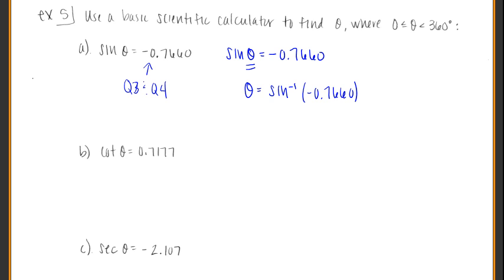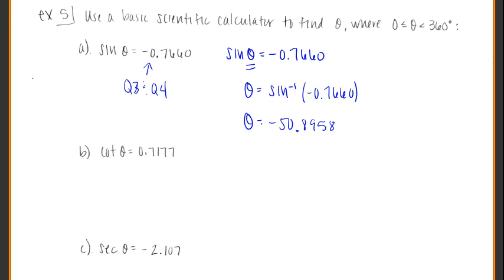Okay? So type in the negative 0.7660, then hit second sine, and what I got this time is negative 50.89578, and it keeps going on from there. Now we don't want to give our answers in terms of this.